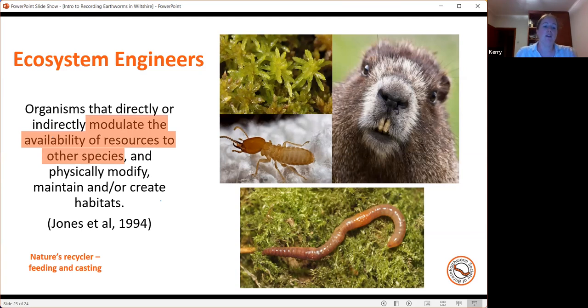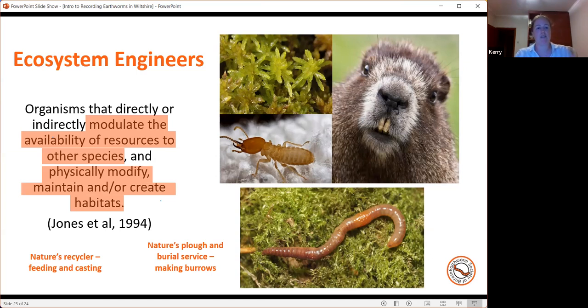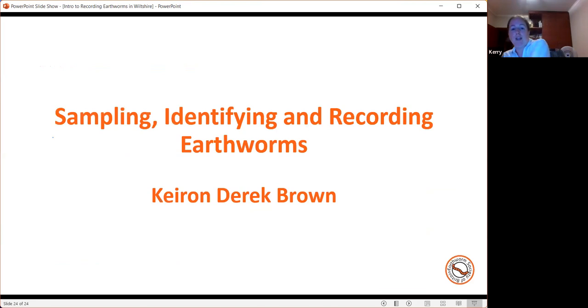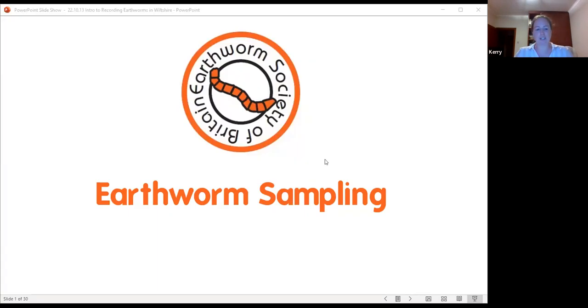And so they're modulating the availability of resources to other species through all their recycling, through the breaking down of dead plant material and the fertile poos. And they're also modifying, maintaining and or creating habitats through the ploughing and the burial service. And I'm going to hand over to Keiron now, who's going to cover sampling, identification and recording. Thank you.